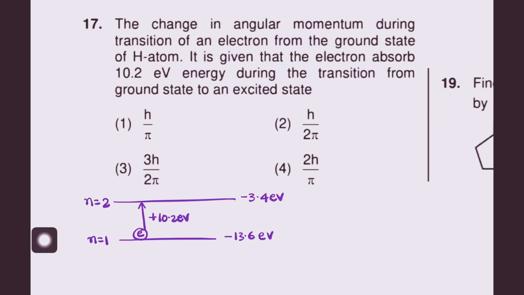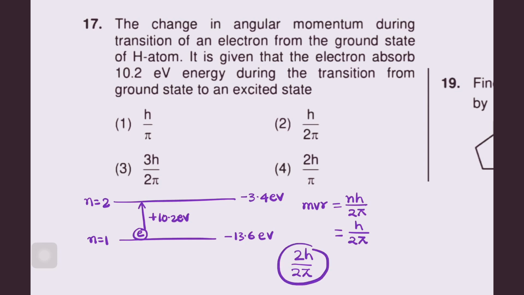What is the angular momentum? That is mvr. mvr is equal to nh upon 2 pi. So the initial angular momentum is h upon 2 pi because it is present in the ground state. The final angular momentum is 2h upon 2 pi, that is h upon pi. So what is the difference? Basically they are asking the change in angular momentum. So 2h upon 2 pi minus h upon 2 pi. The difference is h upon 2 pi. And that's the second option. Very simple question. Let's see the next one.